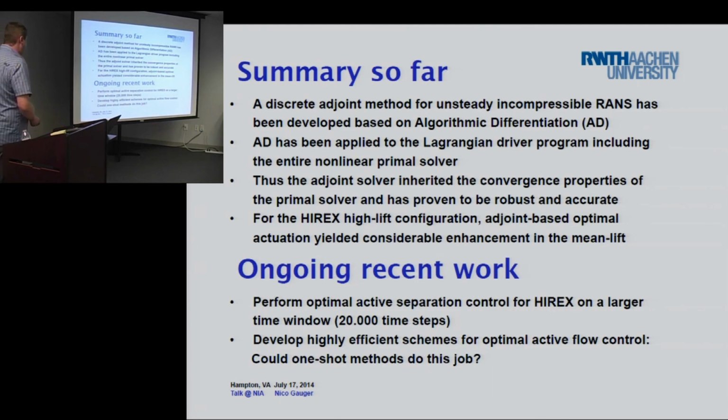Okay, so this is the summary so far, before I come to a further, more mathematical part. A discrete adjoint method for incompressible RANS based on AD has been developed. The key ingredient was that AD has been applied to the Lagrangian driver, including the entire nonlinear primal solve. Thus, we inherited convergence properties of the primal solver, and the primal and the adjoint are both very robust and accurate. And we could improve the mean lift by these 125 counts.